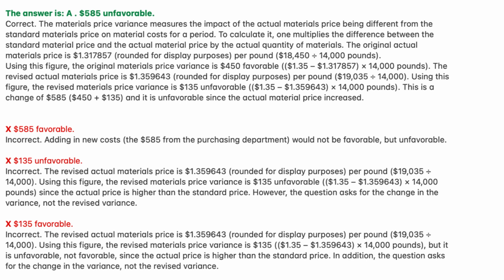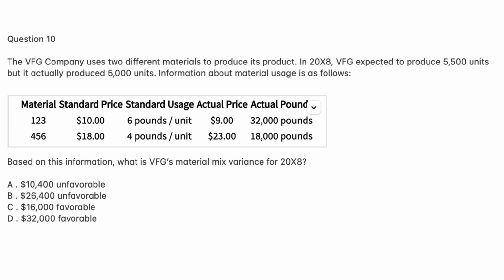$1.359643, rounded for display purposes, per pound, $19,035 divided by 14,000. Using this figure, the revised materials price variance is $135 unfavorable, $1.35 minus $1.359643, times 14,000 pounds. This is a change of $585, $450 plus $135, and it is unfavorable since the actual material price increased. Question 10.